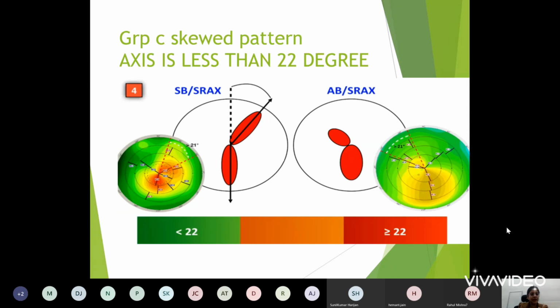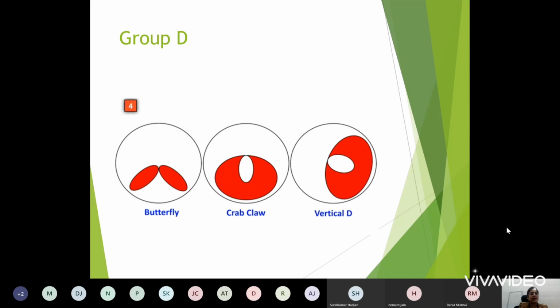Coming to group C, that is skewed pattern. If the superior bow tie, the skewed radial axis is more than 22, it is definitely high risk. It should always be less than 22 degrees. And the last, any of these patterns is definitely suspicious and we should not go ahead with any ablation. It can be keratoconus or pellucid marginal degeneration or keratoglobus.